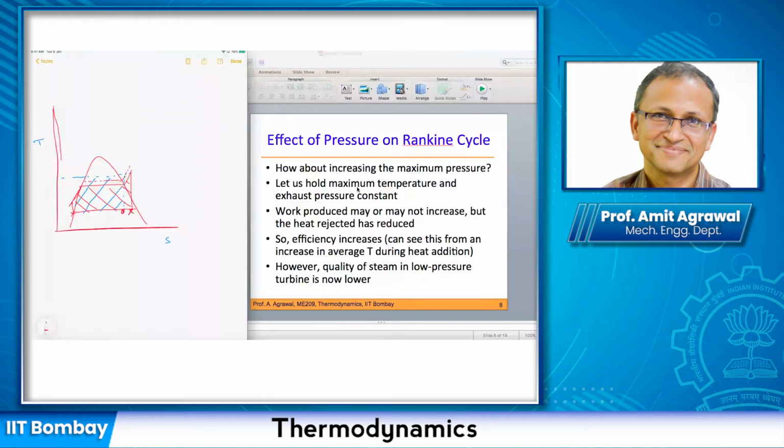But the only difficulty that you see now is that the exit of the turbine is at a lower quality, and you have the same sort of difficulty which I have not repeated. You have the same set of difficulty that you had seen earlier with respect to dealing with the low quality steam at the exit of, or as it is passing through, the turbine.